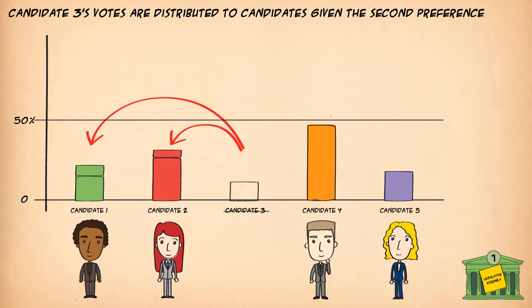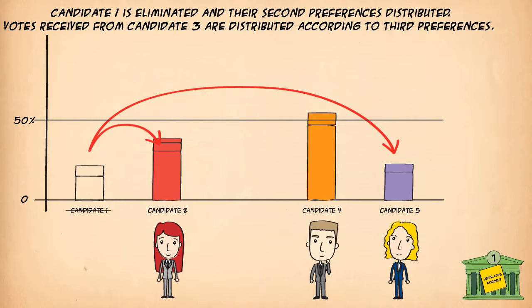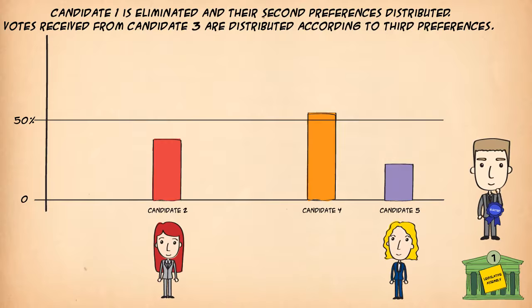In this case, some voters for candidate 3 put candidate 1 as their second choice. Others chose candidate 2. The next candidate with the lowest number of votes is now eliminated. Their votes are distributed. The votes from people who put them in first place are transferred to their second choice candidates. The votes they received from candidate 3 now go to the third choice on those ballot papers. Candidate 4 now has more than 50% of the votes. This means candidate 4 is elected to be one of the 88 members of the Legislative Assembly.